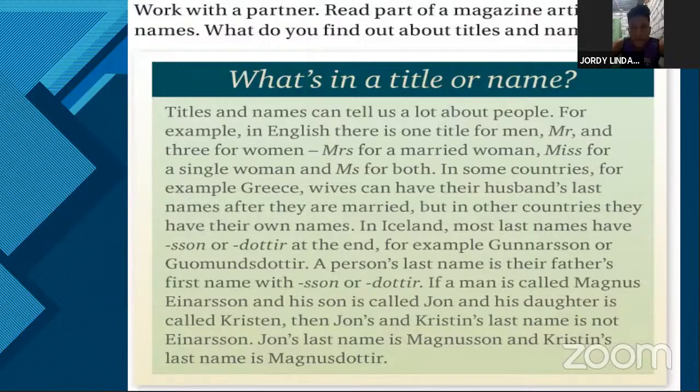English most last names have son or daughter attached, for example, Gunnarsson or Gaumont daughter. A person's last name is their father's first name, with son or daughter. If a man is called Caleb Monus Elinator and his son is Caleb John and his daughter is Einarsson.